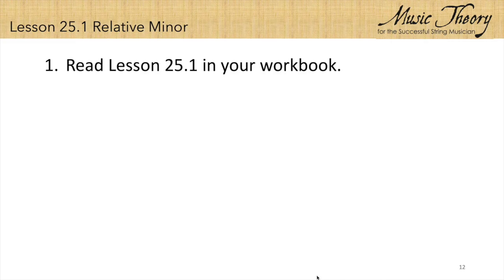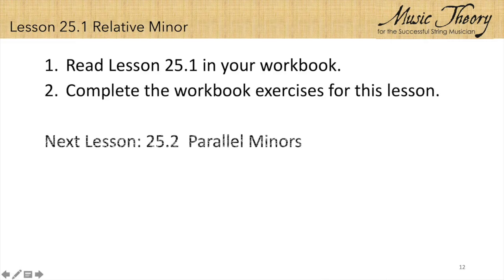Now read lesson 25.1 in your workbook, and in the next lesson, you will learn the parallel minors.